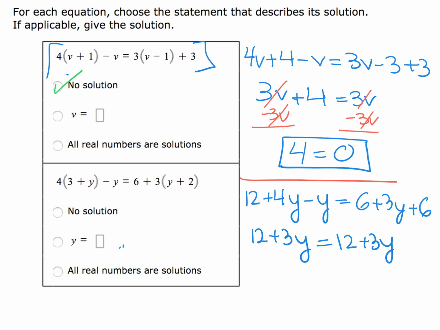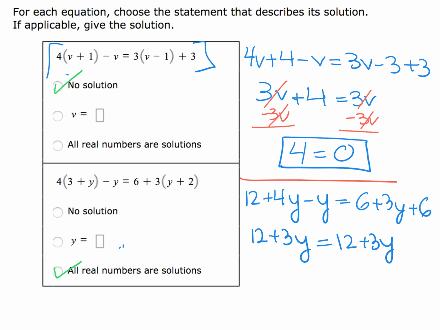I can plug in y equals 1. It's true. I can plug in y equals 2. It's still true. I can plug in y equals negative 7. It's still true because this is 12 plus 3y. This is 12 plus 3y. And remember, we're trying to figure out, what values of y can I plug in to make it true? And the answer is that no matter what you plug in, it's true.